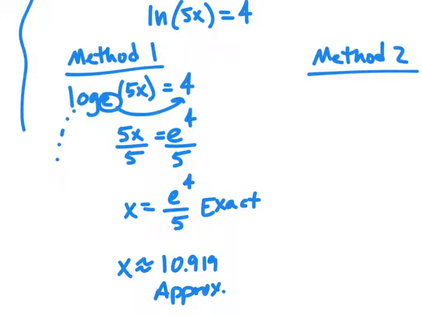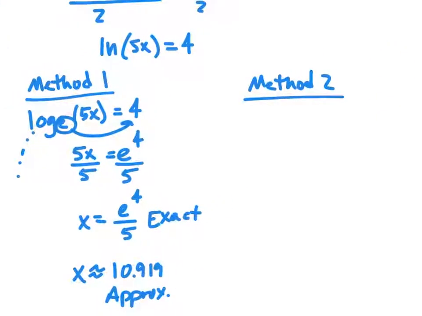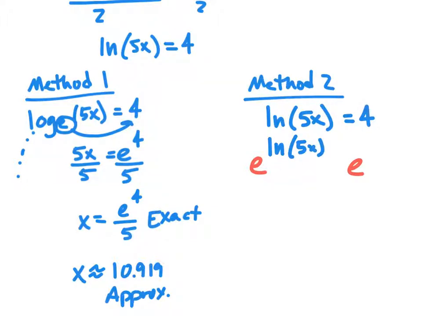Now we can find the same solution using another method. If we have the natural log of 5x is equal to 4, much like how we applied the natural log to both sides on the other one, you can apply an e to both sides and make everything an exponent. So check this out. I'm going to do e to the natural log of 5x power, and that's going to equal e to the 4th.